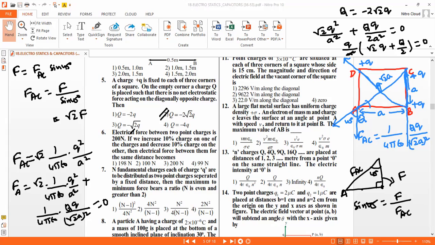Can I go to the next question? See the sixth question. Electrical force between two point charges is 200 Newton. If we increase 10% charge on one of the charges and decrease 10% charge on the other, then the electrical force between them for the same distance becomes what?